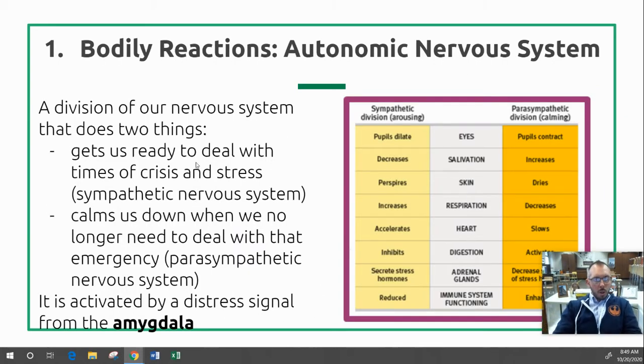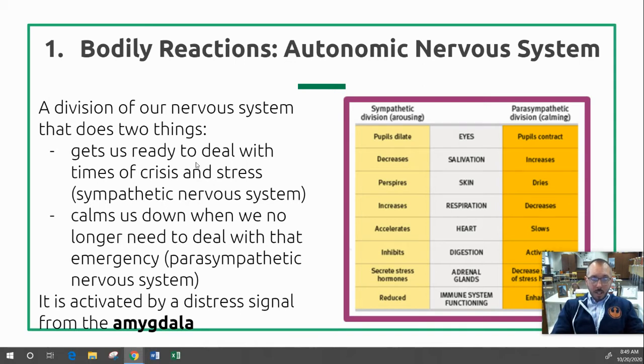It's important for us to note that the bodily reactions are controlled by the autonomic nervous system. Now, the autonomic nervous system, or the ANS, is a division of two nervous system things. These are part of your neurons, okay? They're going to work to do certain things in your body. And this one here is going to get us ready to deal with times of crisis.